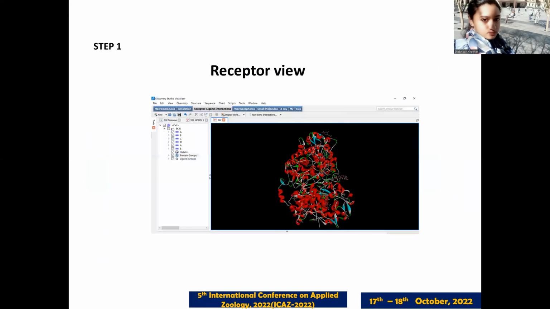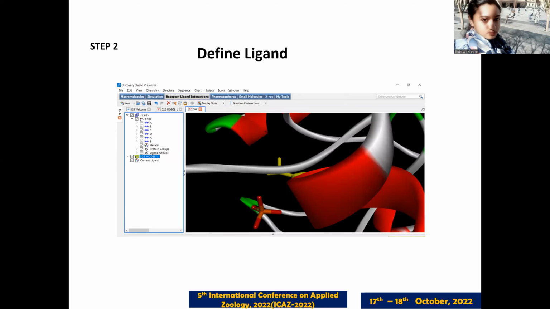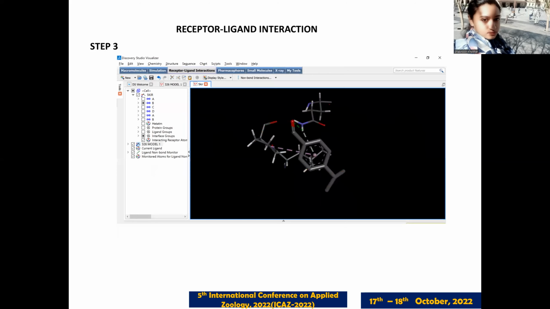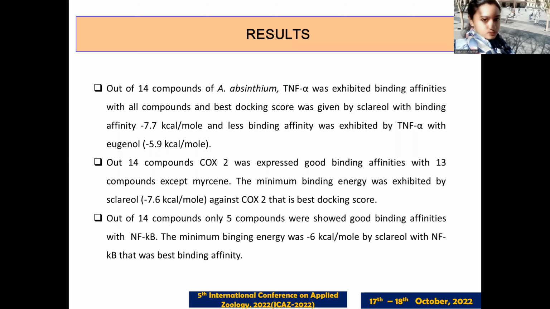And these structures were basically processed in Discovery Studio Visualizer, and in the first step we upload our receptors, and then we define our ligand. After uploading and defining the ligand, we get our interacting structure that you can see, and then at the last we get the labeled interacting structure and results.